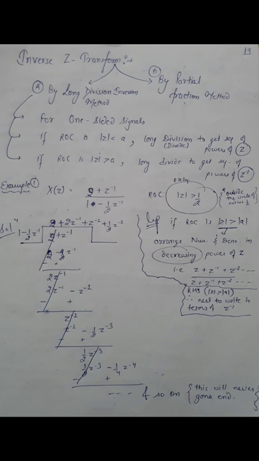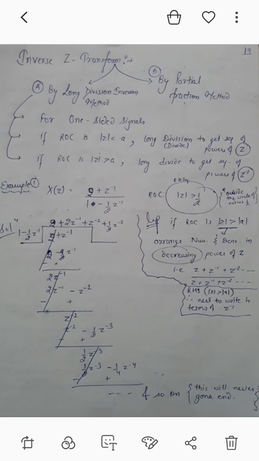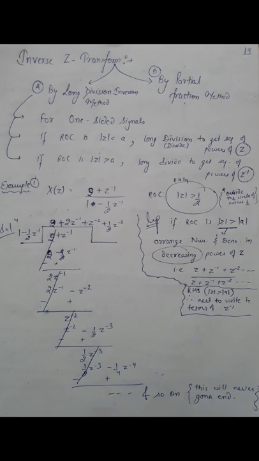X(z) is equal to (2 plus Z inverse) upon (1 minus 1 by 2 Z inverse). Here ROC is mentioned: ROC is mod of Z greater than half. Now first let's come to the term ROC. This ROC will decide how we have to solve the question. Here in the question ROC is given that mod of Z is greater than half, that is mod of Z is greater than mod of A. This ROC stands for this signal existing outside the circle of radius 1 by 2.